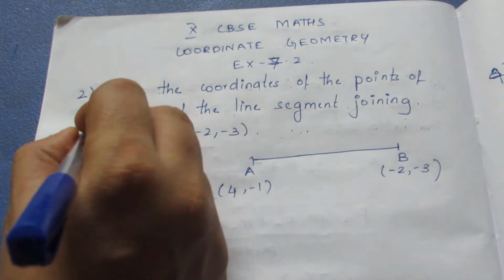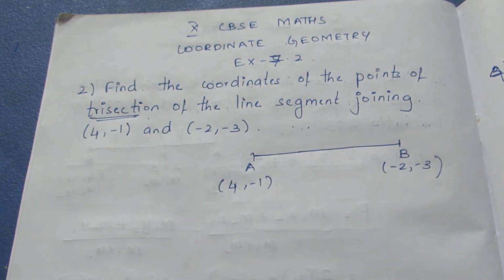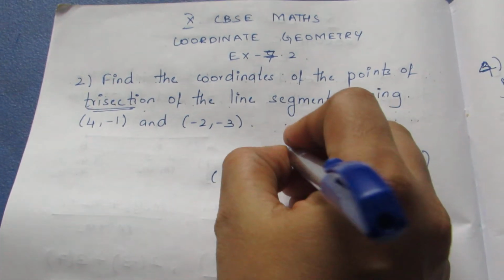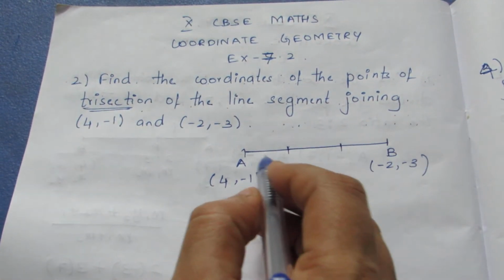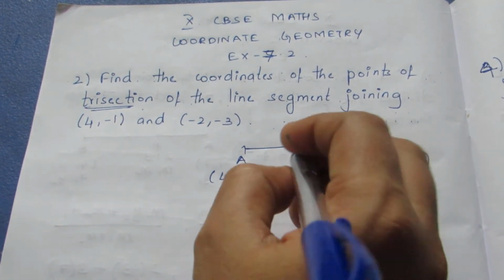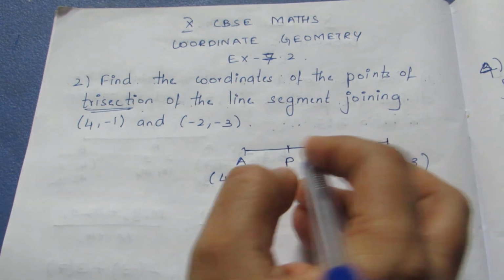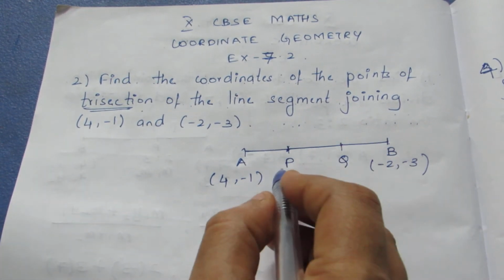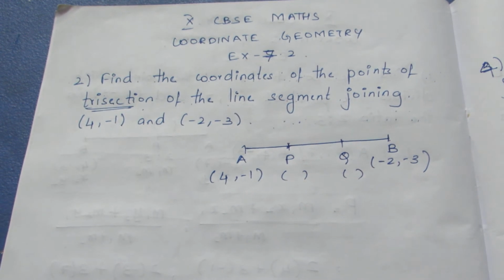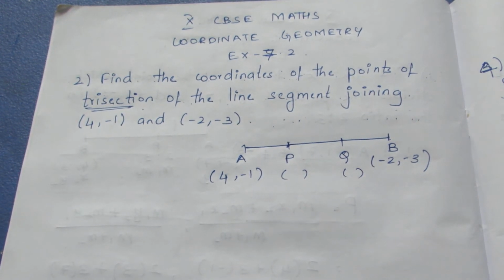They have given one word, that is trisection. Trisection means the line is divided into 3 parts. Section means parts. So it is divided into 3 parts: 1 part, 2 part and 3 part. We need to find the coordinates of these points, which I am going to take as P and Q. So we need to find the coordinates of P and Q.